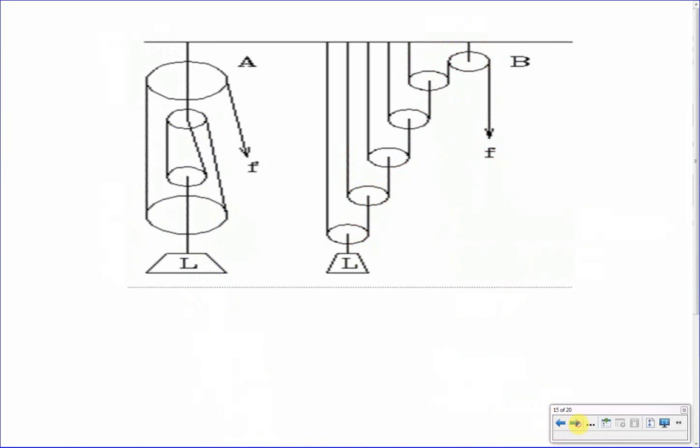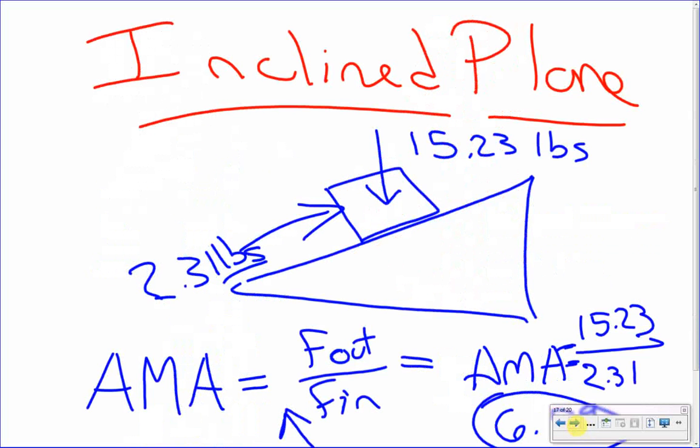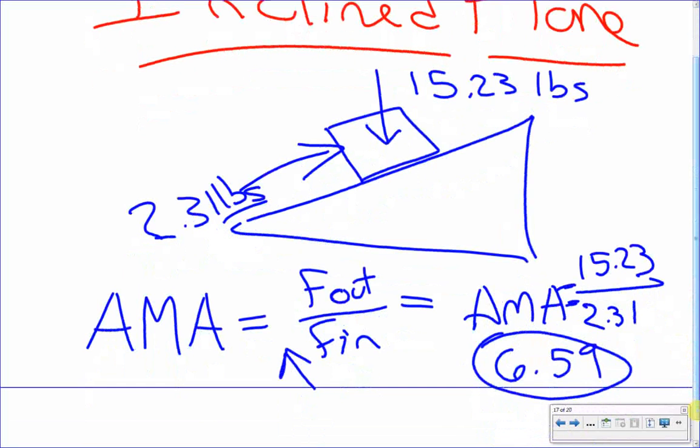Okay, let's say this is an activity you guys are going to do in class. All right, let's talk inclined plane. AMA, we'll start off with that one. AMA, Fout over Fin. Maybe I have a force of 15.23 pounds, and I'm pushing in with 2.3 pounds. 15.23 over 2.31 is 6.59, Fout over Fin.